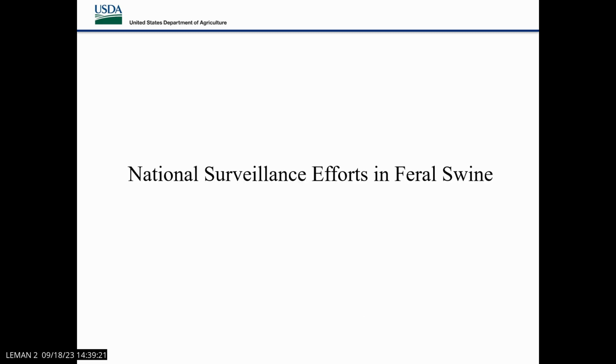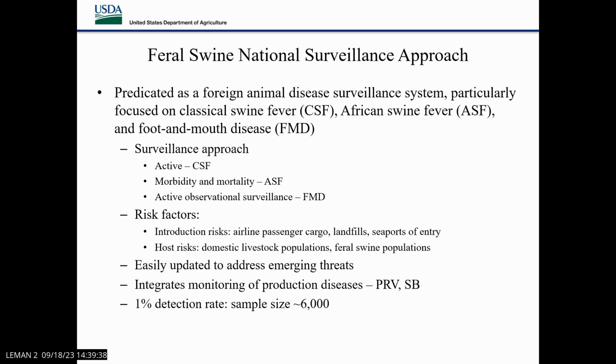I'm going to talk briefly about our national surveillance efforts in feral swine, then move into our ASF control and preparedness activities. But I do think it's important to have a baseline of where we are doing operational control and where we're sampling and doing surveillance at this time. In 2021, we revamped our national surveillance efforts. It's predicated as a foreign animal disease surveillance system, and we're specifically focused around classical swine fever, African swine fever, and foot and mouth disease.